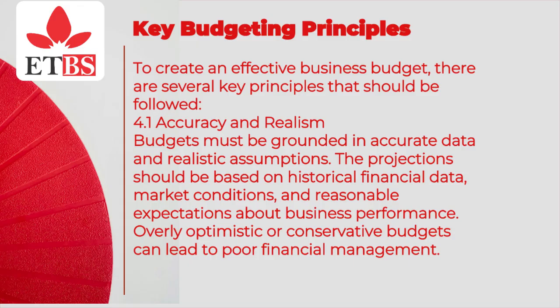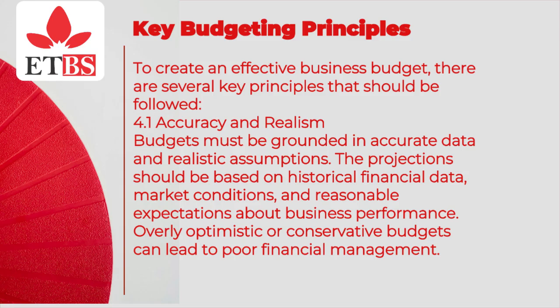Variable costs. These costs change depending on the level of business activity. They increase or decrease with sales volume or production levels. Examples include raw materials, commission-based sales salaries, packaging, utilities. It's crucial to categorize costs accurately to understand which expenses are flexible and can be adjusted during lean times, and which are fixed and must be managed more rigorously.